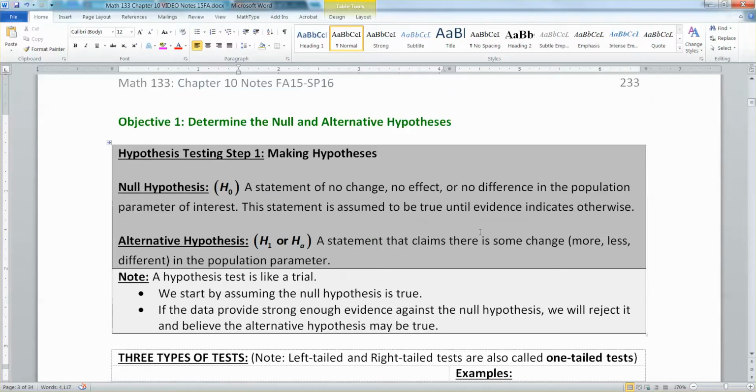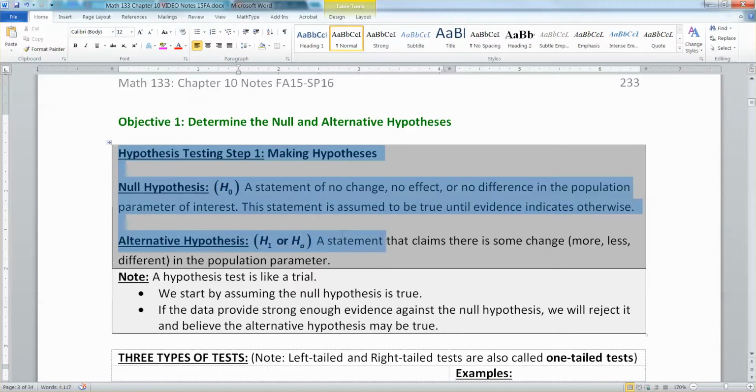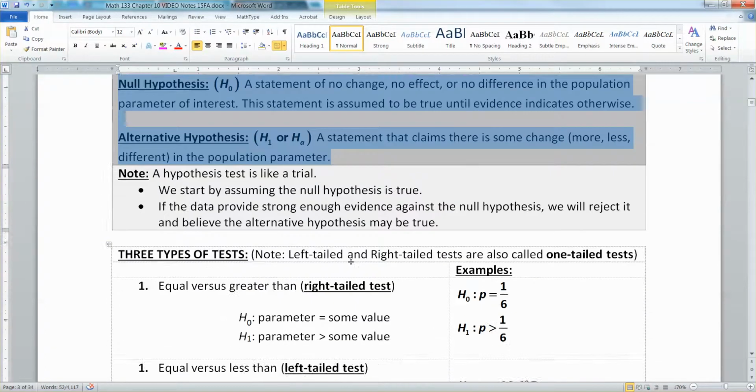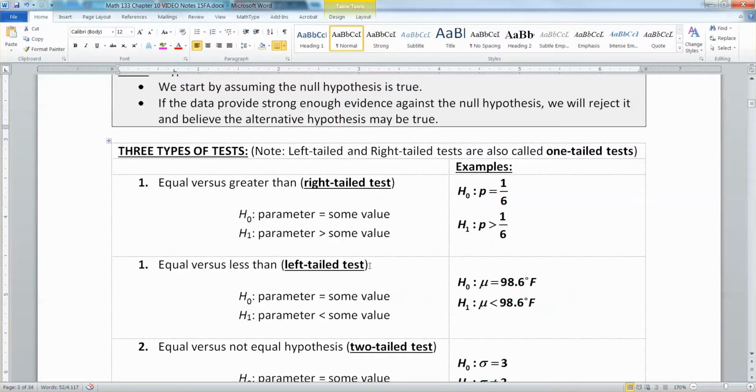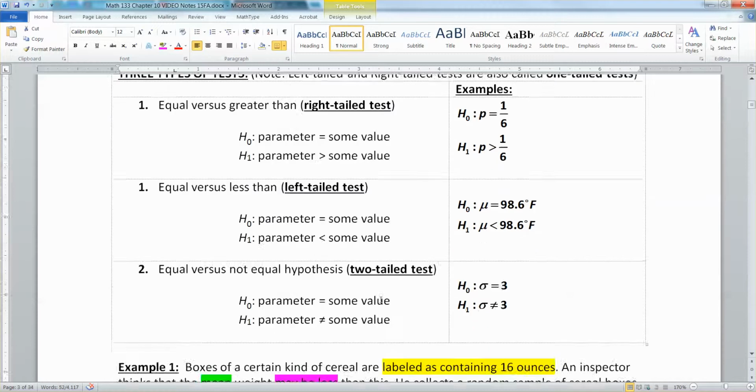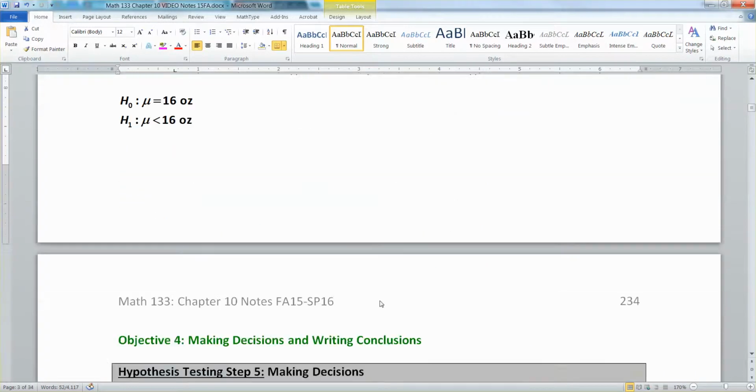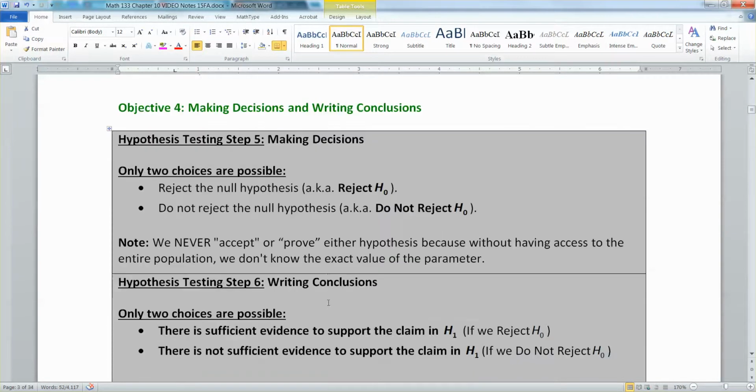Remember that in section 10.1, what we're doing is establishing some basic foundation for all hypothesis testing, which will hold true for chapters 10, 11, 12, 13, and so on. So the first thing we learned how to do was how hypothesis test step 1 is going to work. You're going to always have to create a null and alternative hypotheses. And we have our first types of null and alternative hypotheses here with right-tailed and left-tailed and two-tailed tests. Then you also need to learn how to write step 5 and step 6.